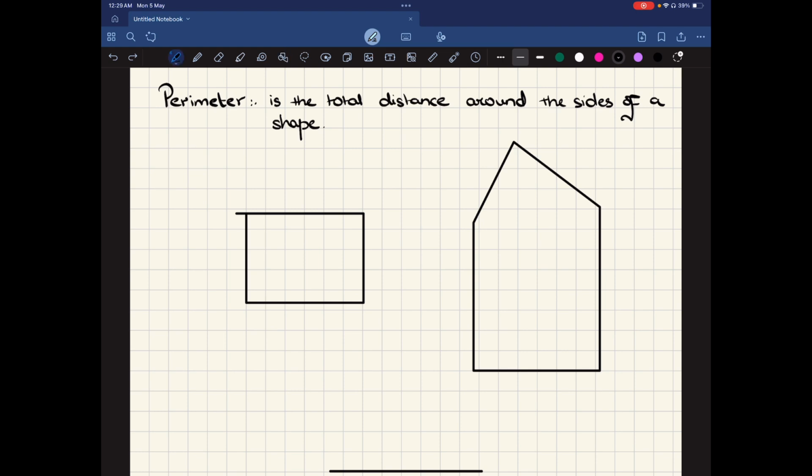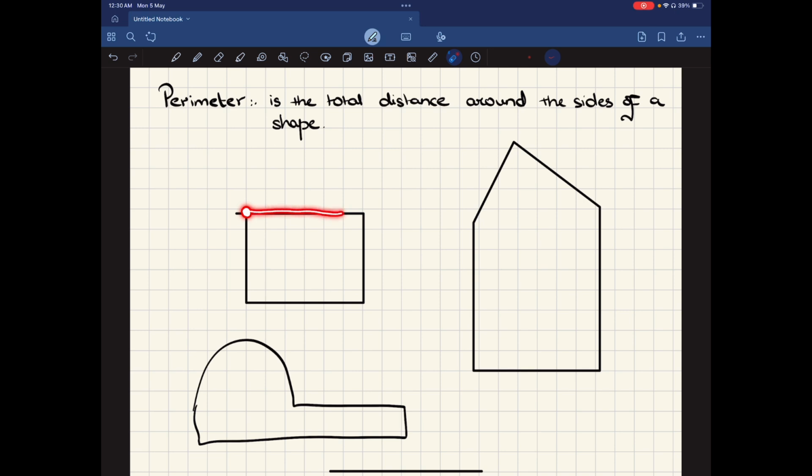Let me use freehand then. So now what is perimeter? Perimeter is the sum of all outer sides or the total distance around the side of a shape. So as a student, I would always begin from one corner of the shape. I would put a big dot, and then I would trace the figure. And I would keep adding all the lengths till I would reach back to the dot. So we're going to add this length, then this, and this. So that will be the perimeter.